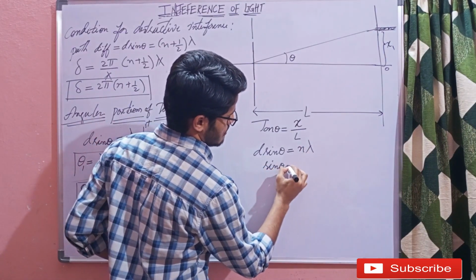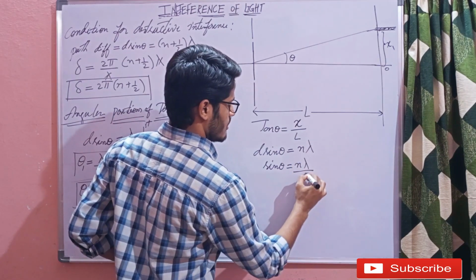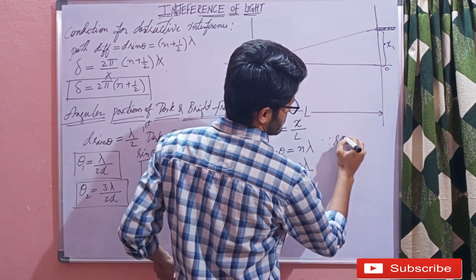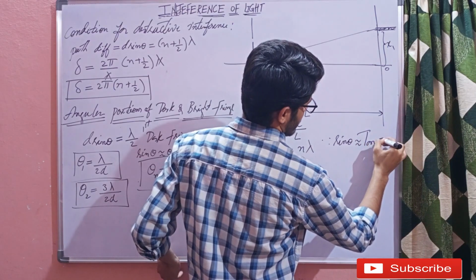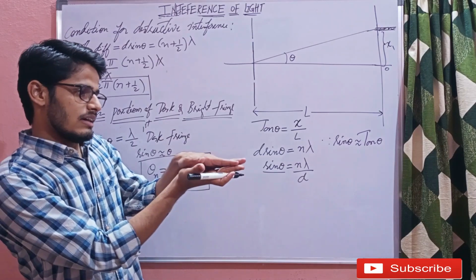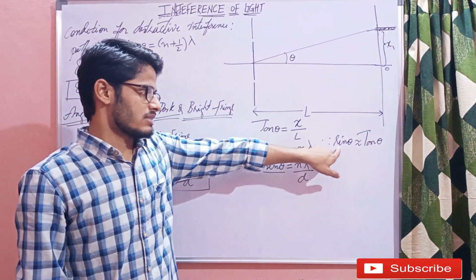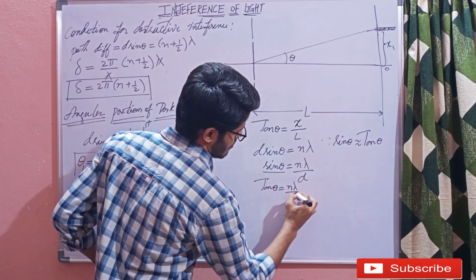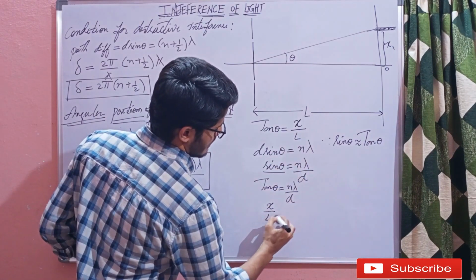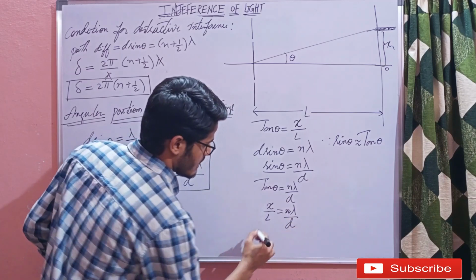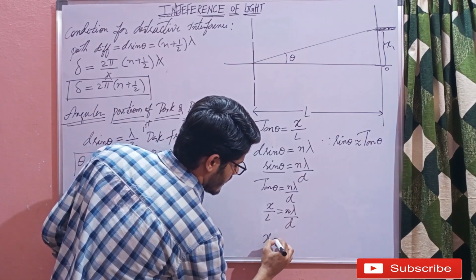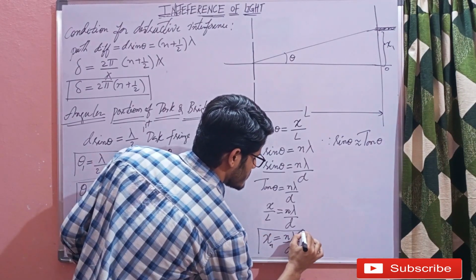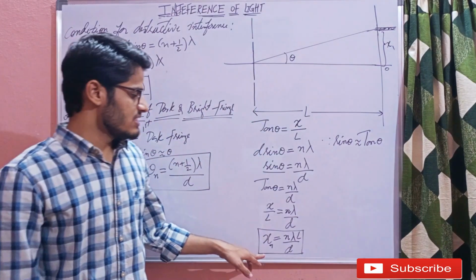The sin theta can be written as n lambda by d, and we know that for small angle approximation, sin theta can be written as tan theta. As I told you earlier, the angle is very small. That's why I can replace sin theta with tan theta. So tan theta equals n lambda by d, and tan theta can be written as x by L equals n lambda by d, and that's how x can be written as n lambda L by d. So this is the distance of the nth bright fringe.